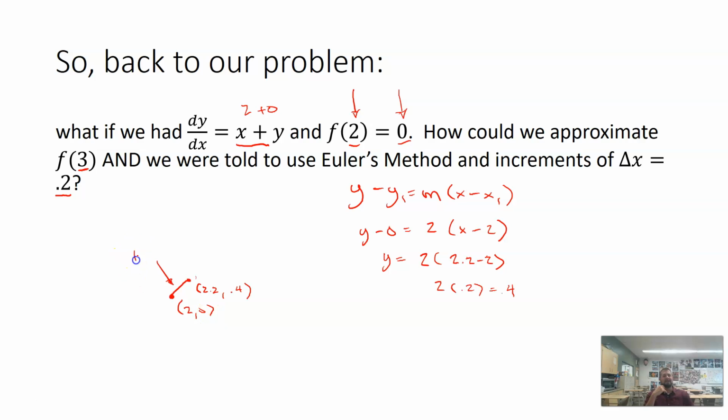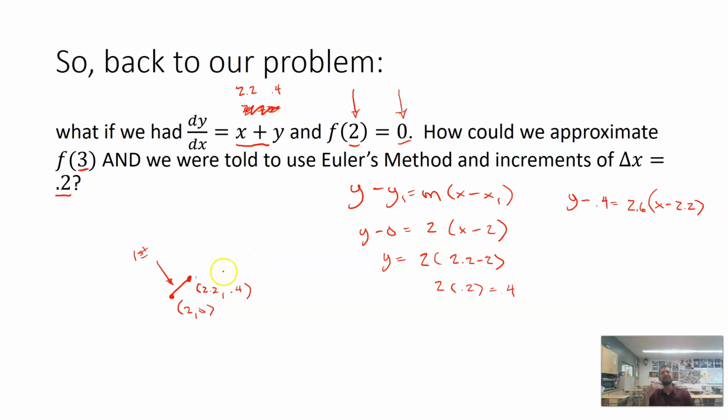So that was our first one. Now we're going to do the exact same thing, but we're going to use this point as our new point to create the equation of our tangent line. So I'm going to go y minus 0.4 is equal to the slope, which we'll get to in just a second, multiplied by x minus 2.2. To find the slope, I just need to use this equation right here, but instead of using 2 and 0, now I'm going to use 2.2 and 0.4. So 2.2 plus 0.4 is 2.6.